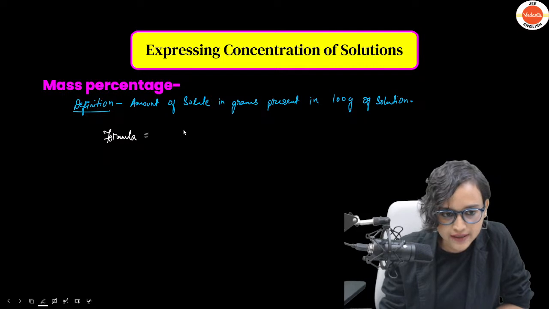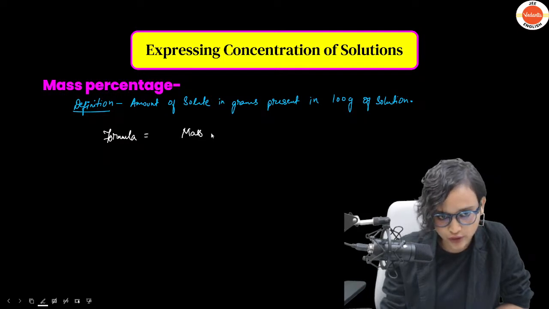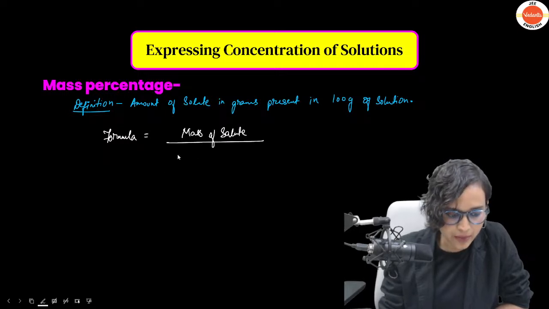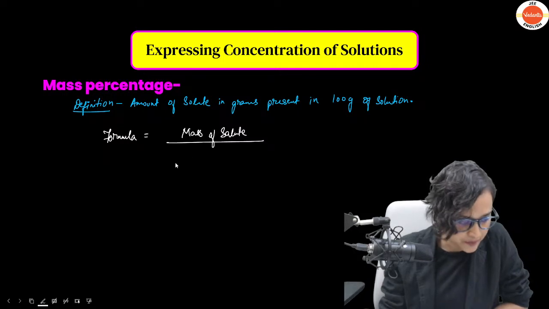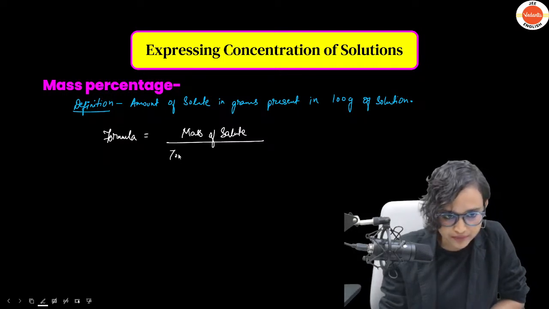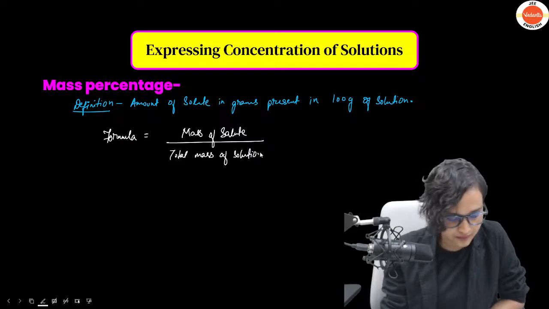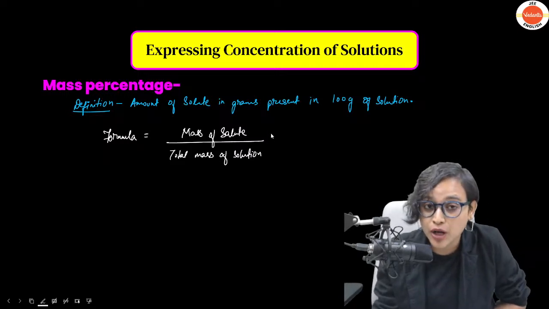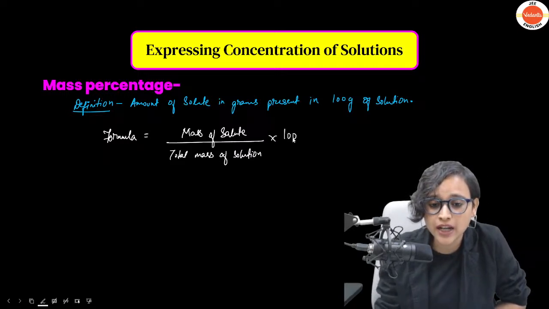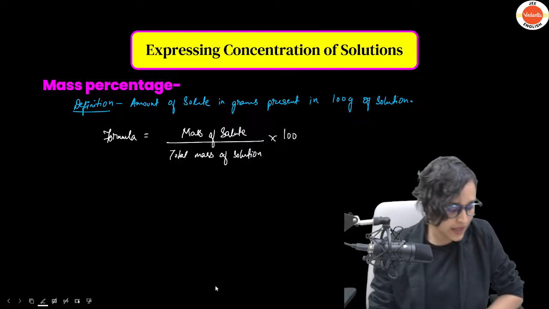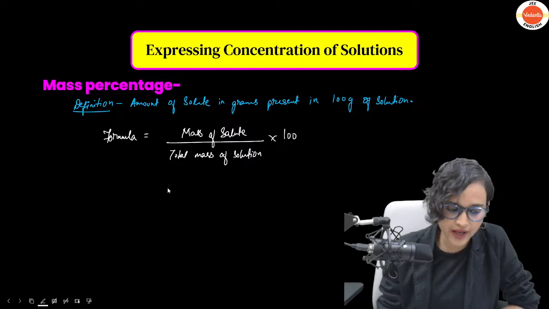The formula is mass of solute divided by total mass of solution. Now that we are talking about percentage, obviously we will multiply it with 100. Right? Make sense, nonsense, everyone? Yes? Very good.